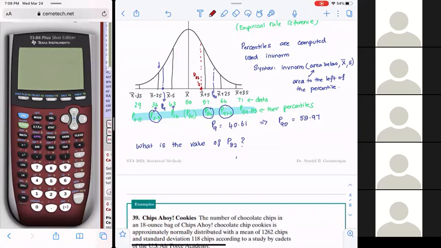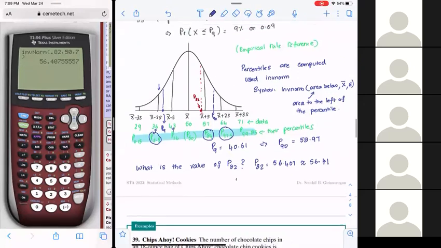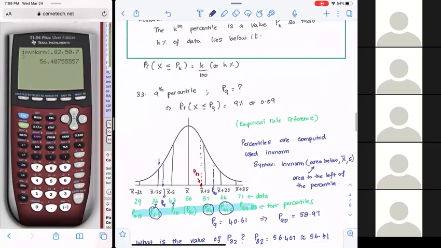How do we find it using the calculator? Second vars, number 3, area below is 0.82. Mean is 50. Standard deviation is 7. The answer is 56.407, we can round it and write it as 56.41.